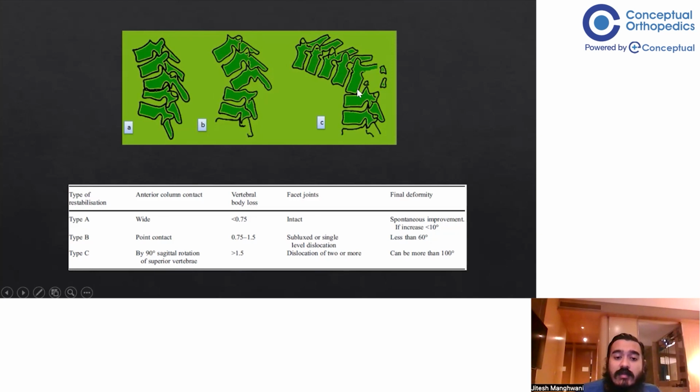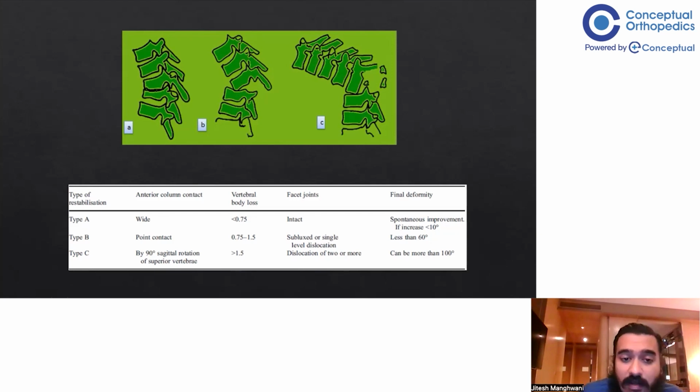And type C is when there is a 90-degree sagittal rotation of the superior vertebra. So this is type C. In type A, generally the vertebral body loss is less than 3/4 of one vertebral body. When 3/4 to 1.5 vertebral body loss is there, that is type B. More than 1.5 vertebral body loss is type C. So whenever we have facet joints which are intact, that is type A. Whenever we have facet joints that are subluxated or dislocated, that is type B. Type C is when there is a dislocation of two or more facet joints.